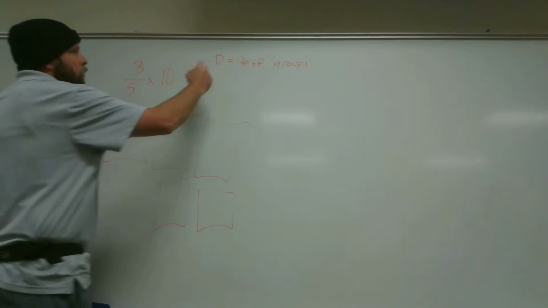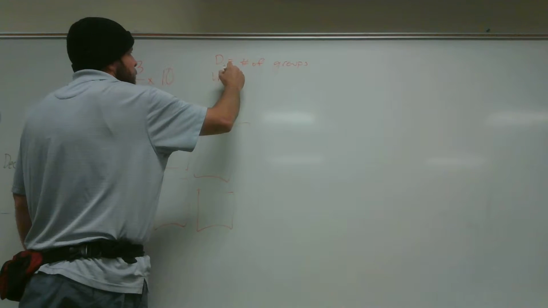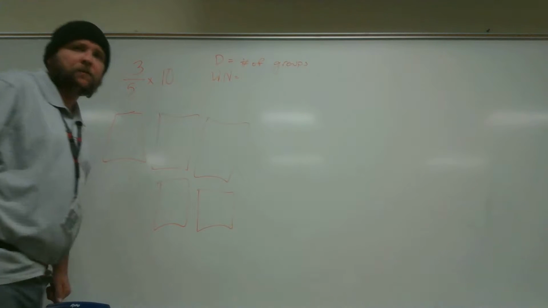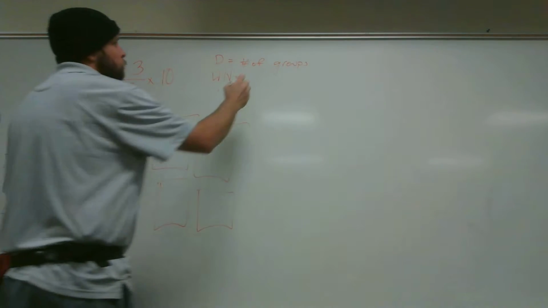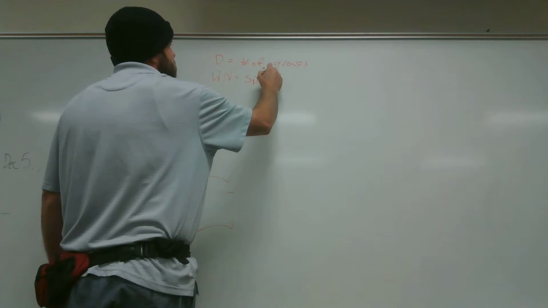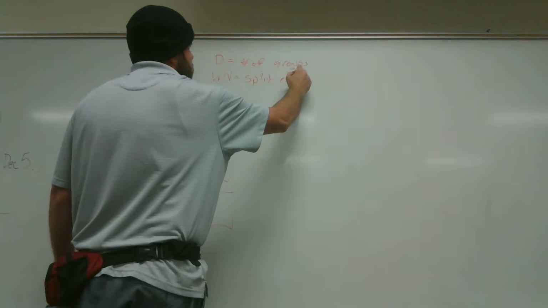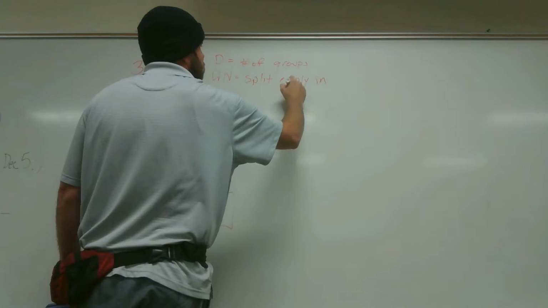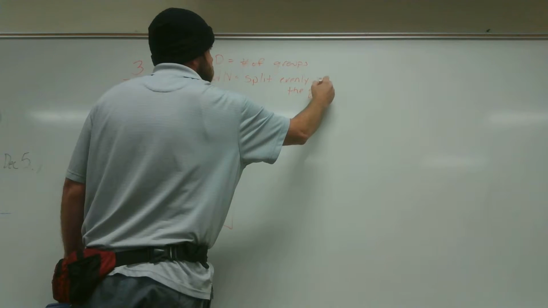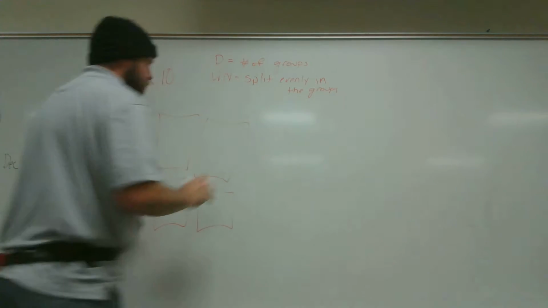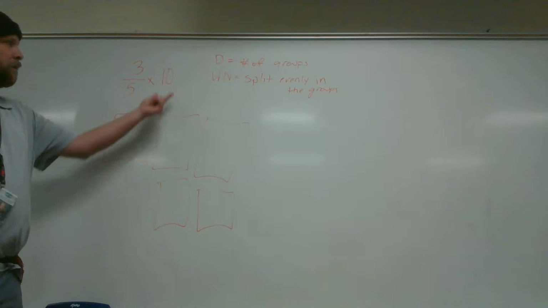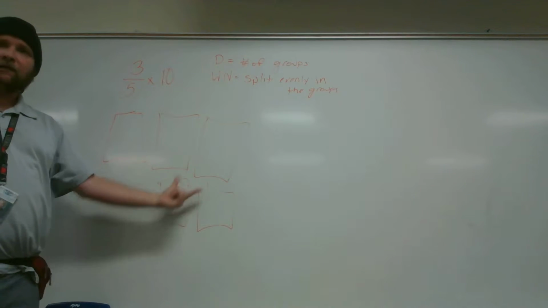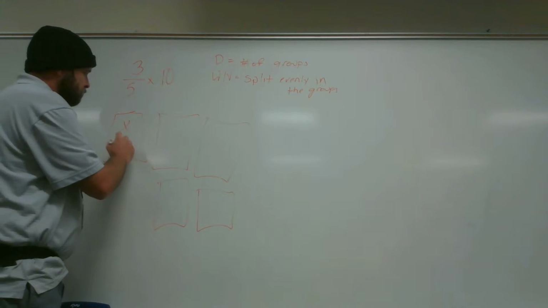The whole number has got to be split amongst those groups. So we split this evenly in the groups. In this example, we have 5 groups. We need to split 10 evenly in 5 groups. So that means each one's going to get 2.